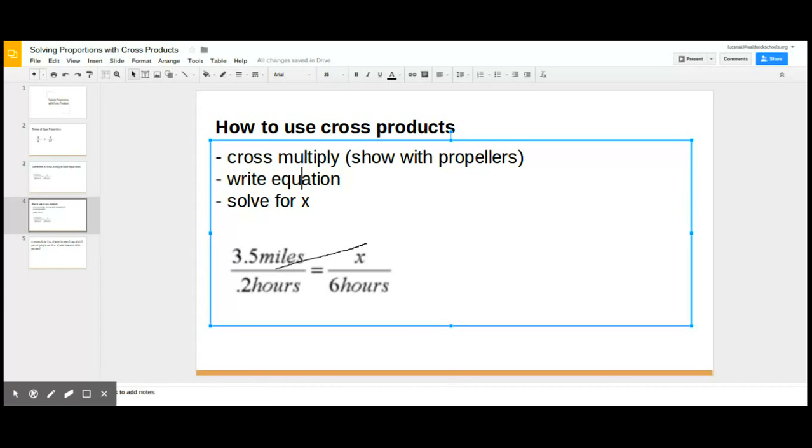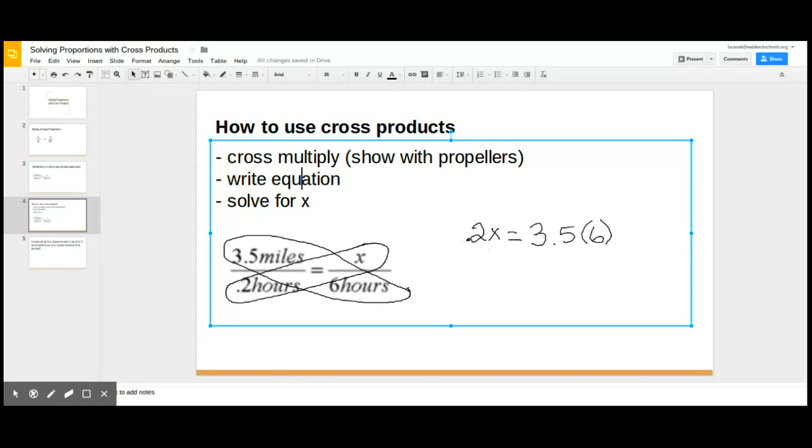So we take x and we multiply it with 2/10, and I show that by drawing what looks like a helicopter propeller, and we're going to multiply 2/10 times x. Then we draw propellers around 3 5/10 and 6, and then we set 2/10 times x equal to 3 5/10 times 6. Once we have this equation, we can begin to solve for the value of x.